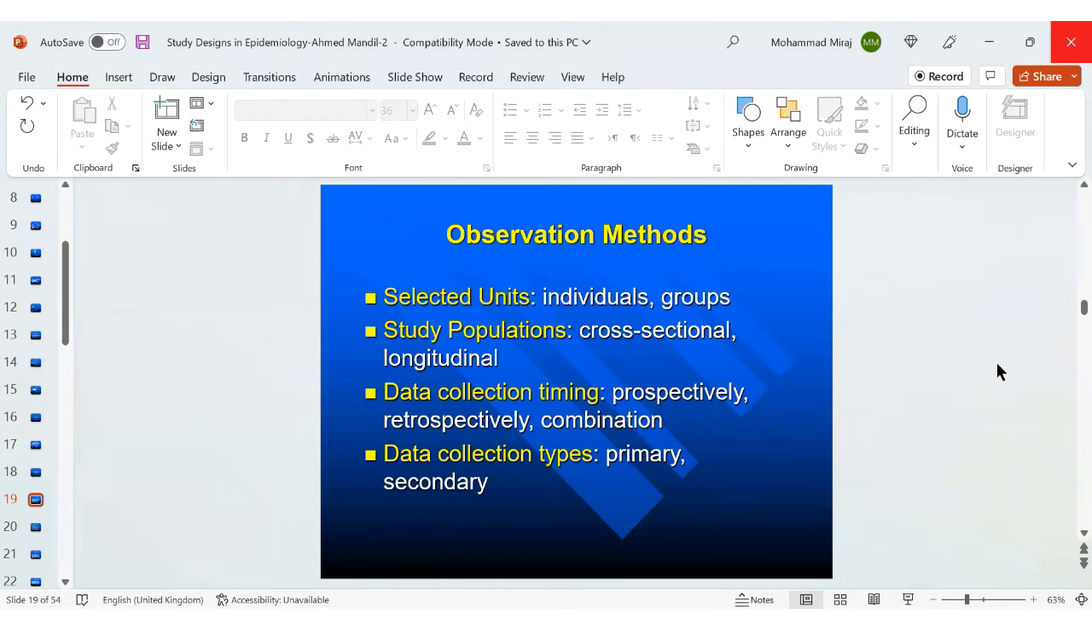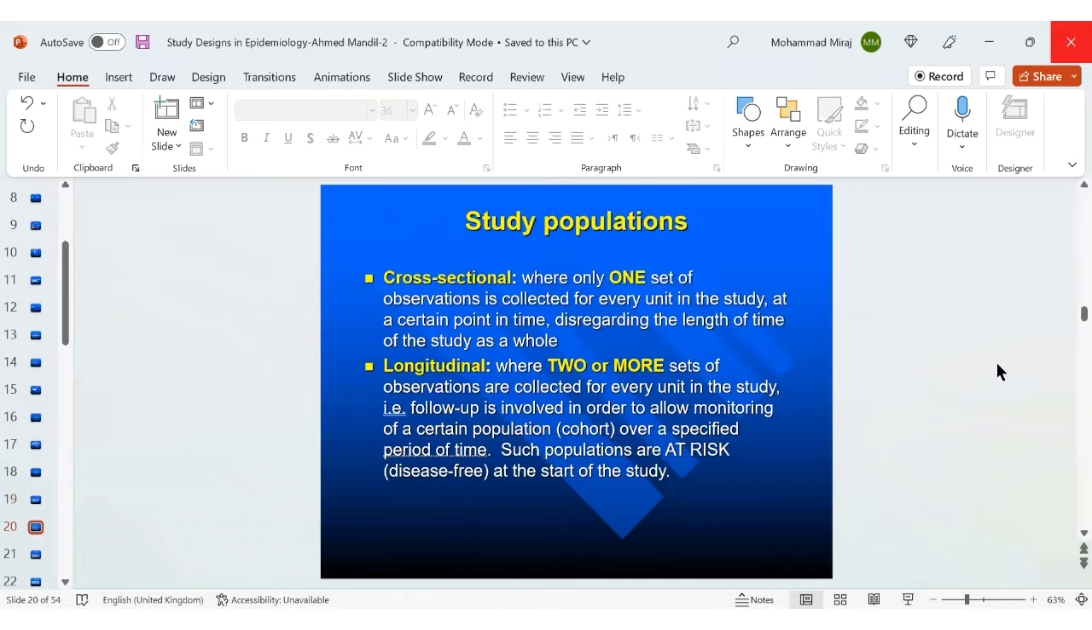So a cross-sectional study, in simple terms, is where I give a questionnaire and you fill up the questionnaire, and I take the information real time. So that is a cross-sectional study. And the second one is your longitudinal study or the cohort studies.